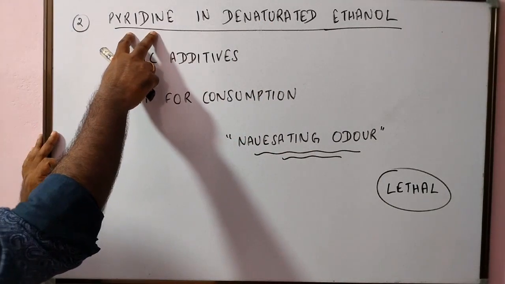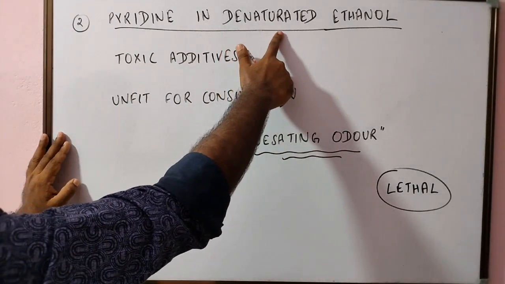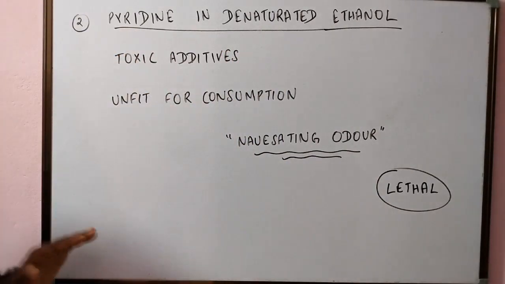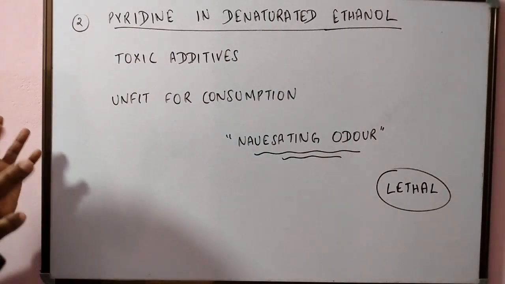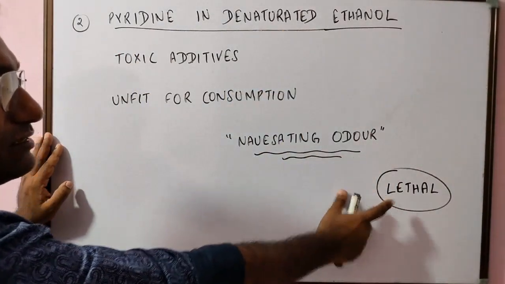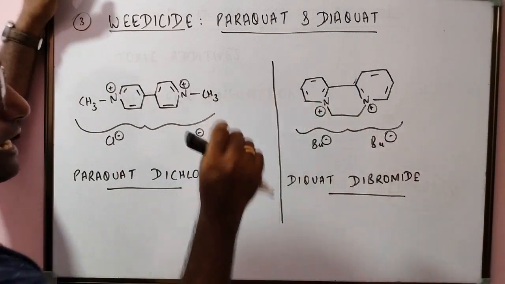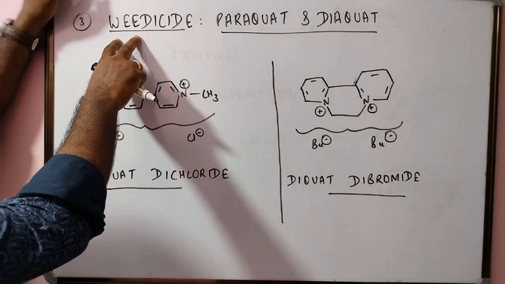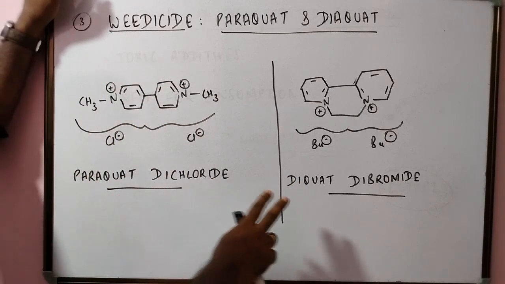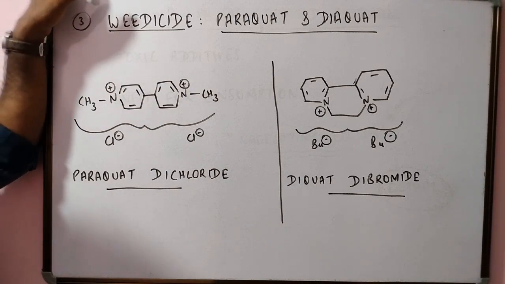But to be specific on pyridine, pyridine is responsible for a nauseating odor in denatured ethanol. The nauseating odor produced by pyridine acts as a repellent for consumption and signals the human brain that the consumption of such an alcohol would be lethal. Use number 3. Pyridine forms the main moiety and is used in the synthesis of the weedicides paraquat and diquat. Both paraquat dichloride and diquat dibromide are used in the control and management of weeds.